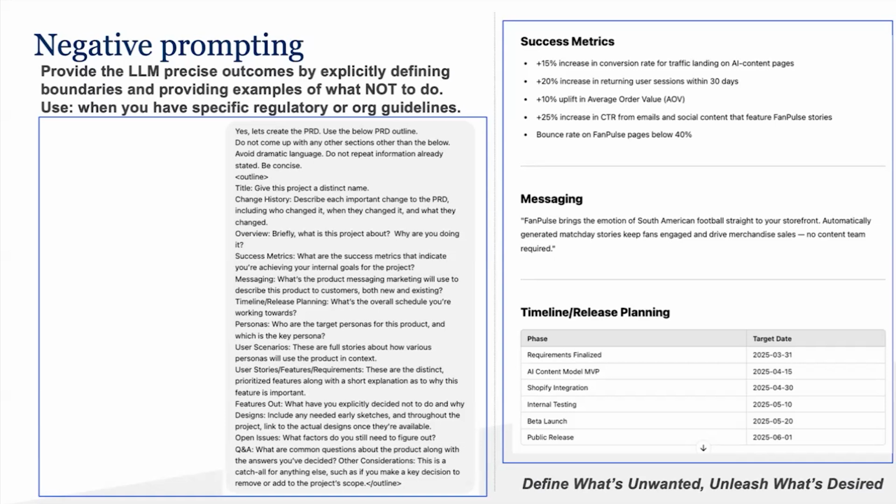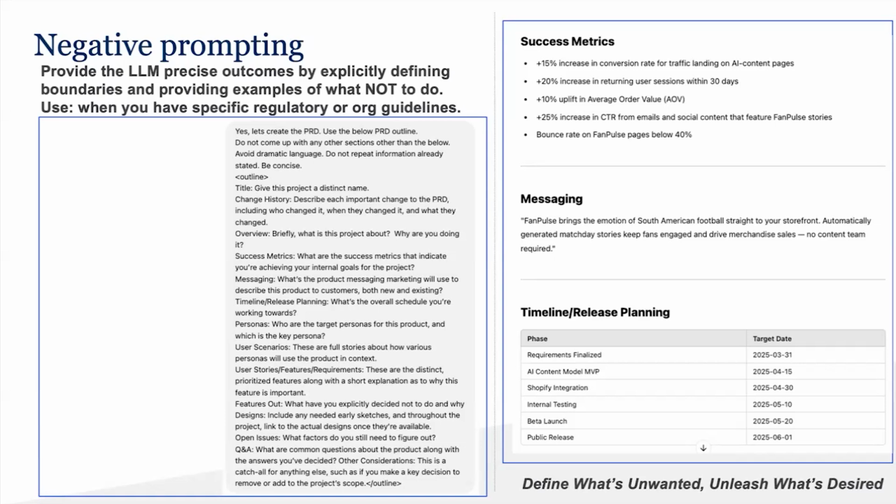So using the same example of the soccer merchandise store, I want to create a PRD, right? And what I'm saying here is, let's create a PRD here, use the below PRD outline, and it's within the outline tags. And I'm telling it very specifically, do not come up with any other sections other than the below. I say avoid dramatic language and do not repeat the information that already has been stated. Be concise. You can also add other things such as, do not use foul language, do not reveal any trade secrets, only focus on what's within the paragraph, etc.